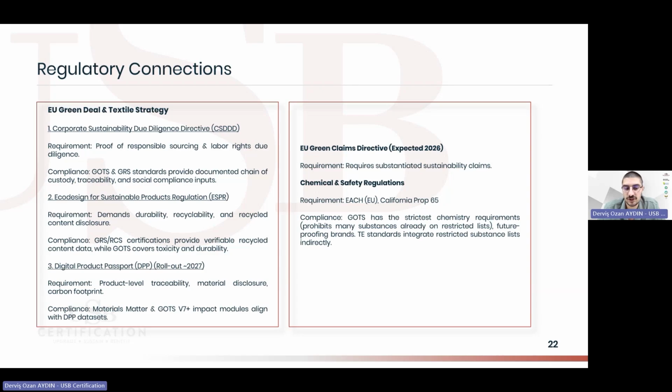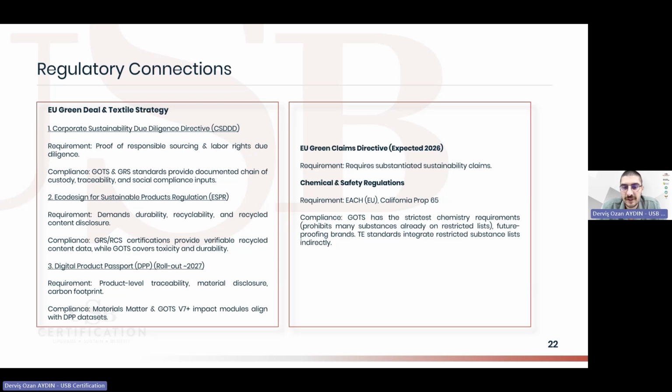Textile Exchange will share the Materials Matter standard to comply with this requirement. And under GOTS version 7 and the further versions of GOTS, this requirement will be complied with DPP actually.